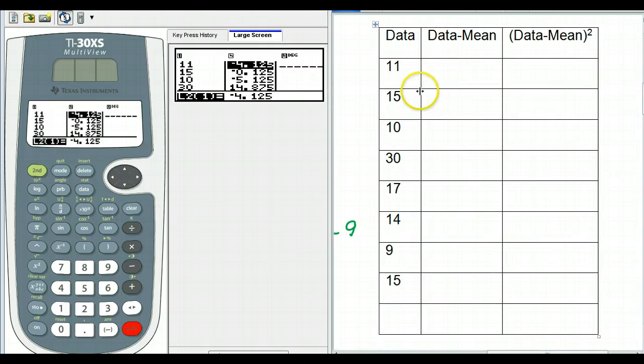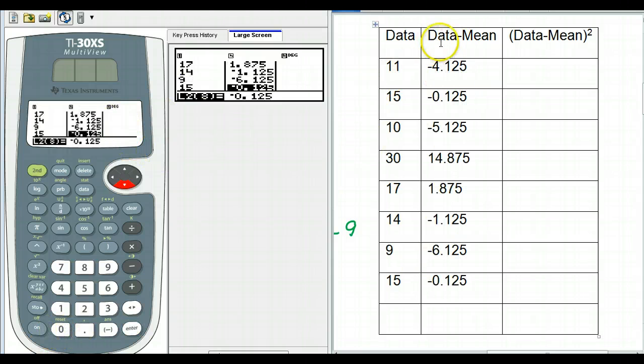Okay, just copying off myself. So I'm just going to copy these numbers off my calculator screen. There, I just copied the middle column right off my calculator screen. All right, now we need the third column.